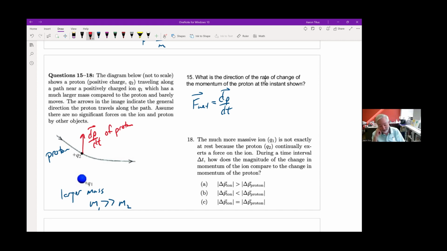Question number 18. The Q1 has a much larger mass than Q2. So that's why we don't see it move very much as Q2 comes flying past. During a time interval delta t, how does the magnitude of the change in momentum of the ion compare to the change in momentum of the proton? And now you're just being tricky.